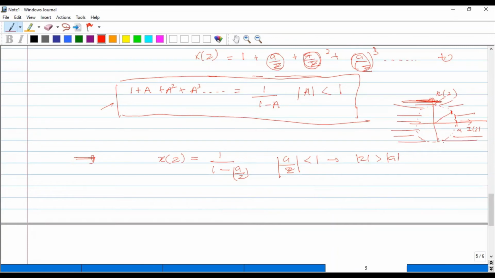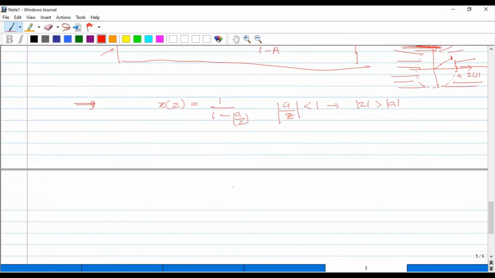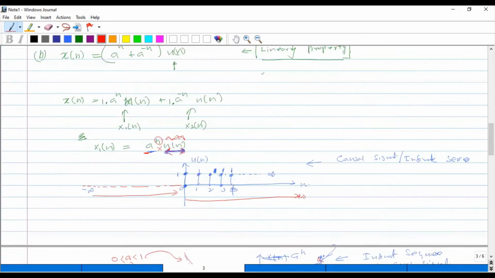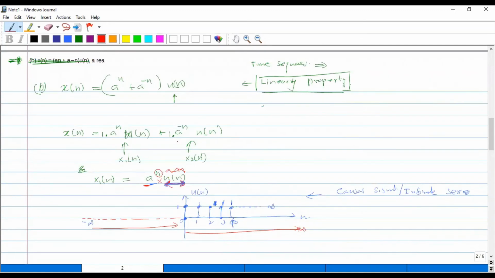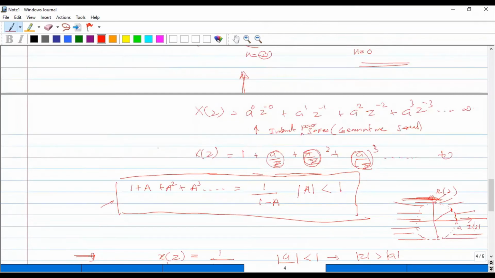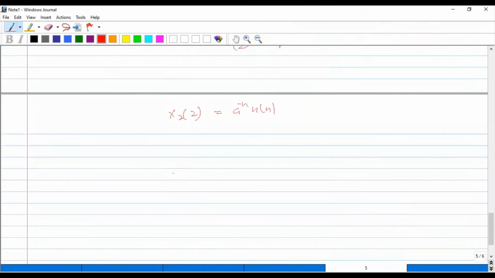Now consider our second sigma, so this is our first one. What is that? It is a^-n u[n]. Yes, it is a^-n u[n]. In the same manner as we did here, there is no difference. Both are the same, so I'm not going to do this.